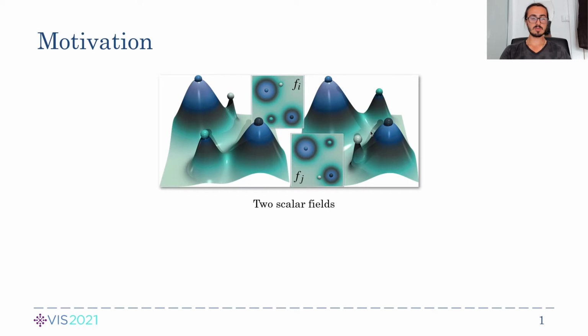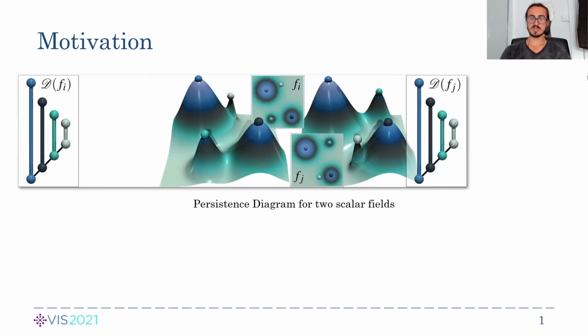For each scalar field, we can compute the persistence diagram, a classical representation in topological data analysis. It summarizes the features of interest in the data. Here, the four mountains are summarized to the four bars, whose lengths are proportional to the corresponding mountain's height.